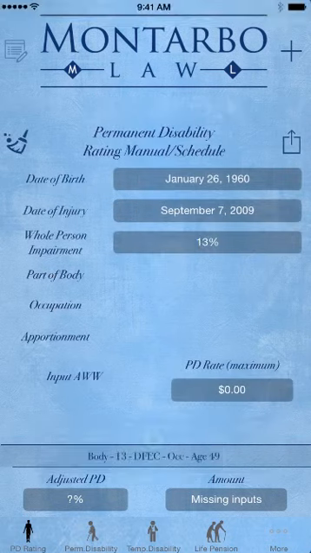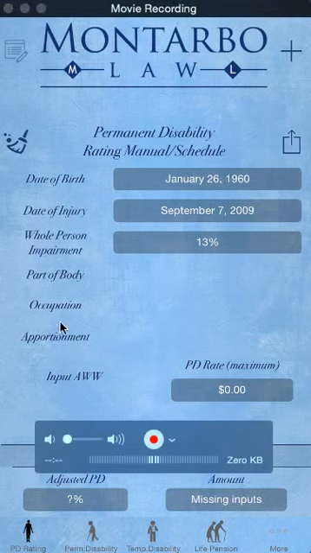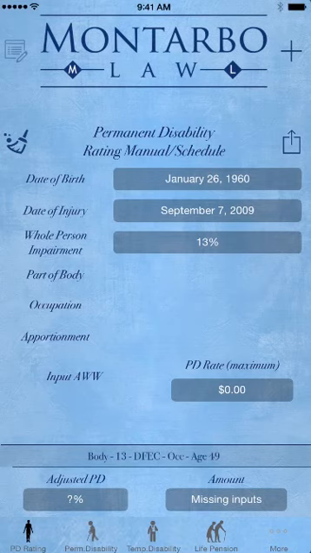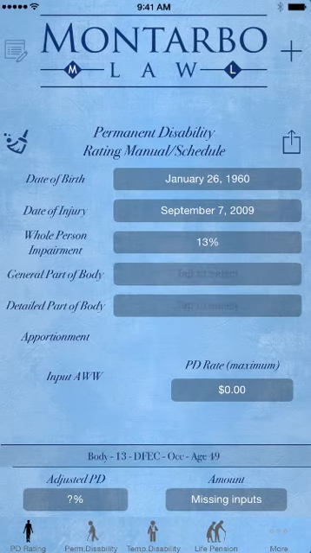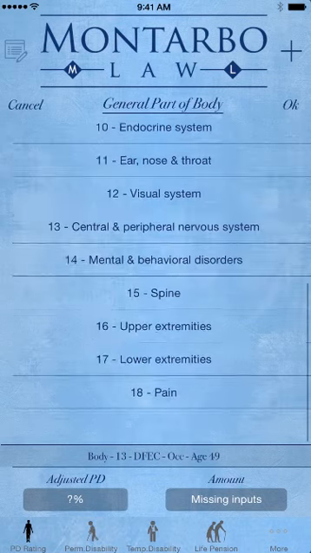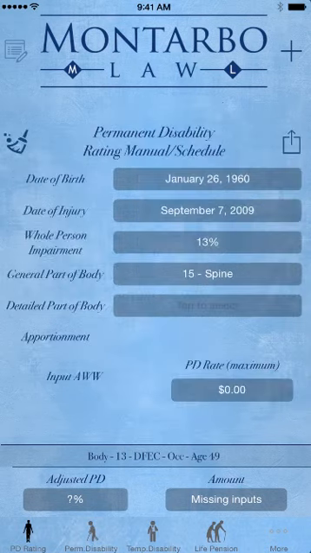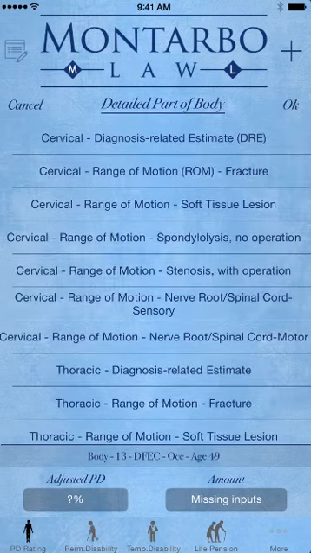Now here's where the confusion lies. Part of body, occupation, and apportionment. You tap on part of body or the word occupation or the word apportionment to fill in those boxes. We're going to start by tapping on the part of body. It flips, does a reverse flip, and pops up general part of body and detailed part of body. You first select the general part of body, which in my hypothetical is the spine. Then we're going to go to the detailed part of body.